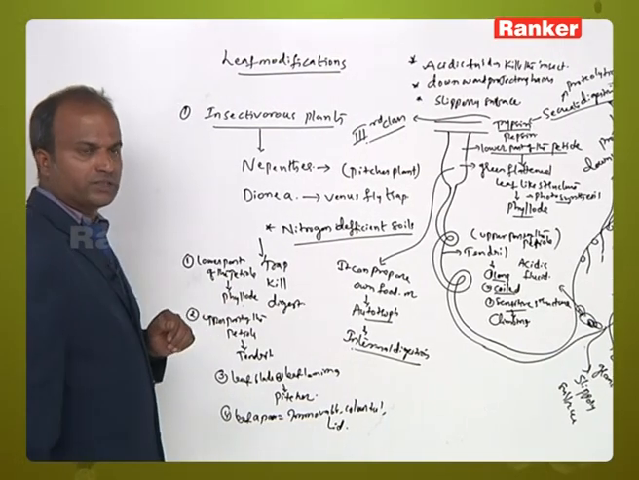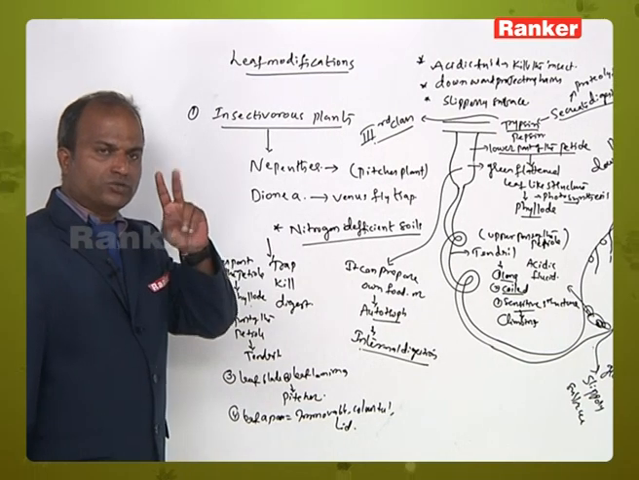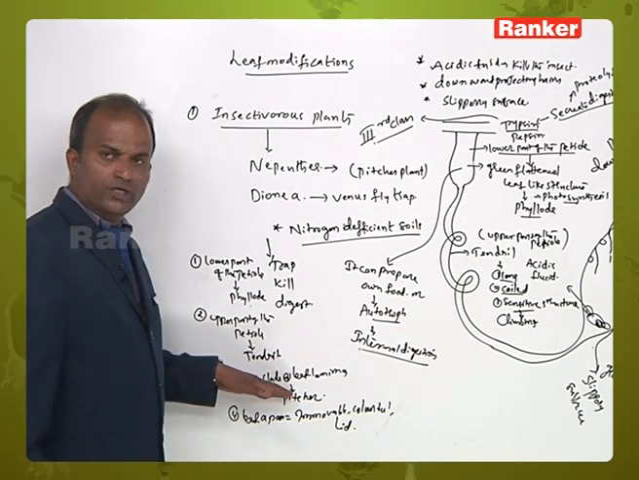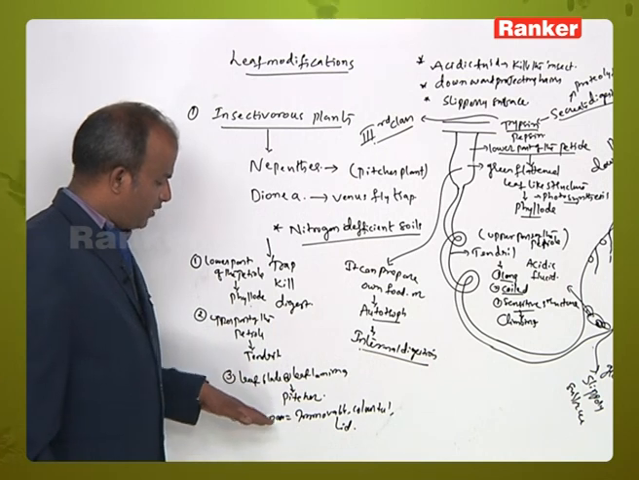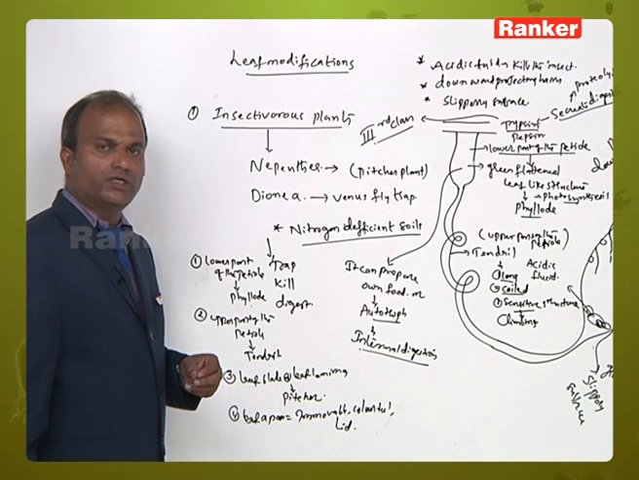That means it shows 4 modifications. In the leaf lamina it shows 2 modifications. The leaf lamina is modified into pitcher, and the tip of the leaf lamina, the leaf apex, is modified into an immovable colorful lid.